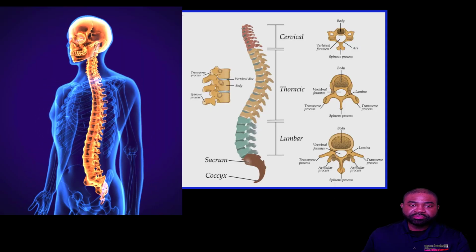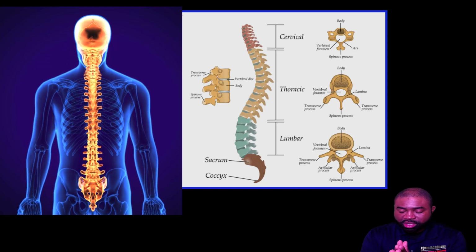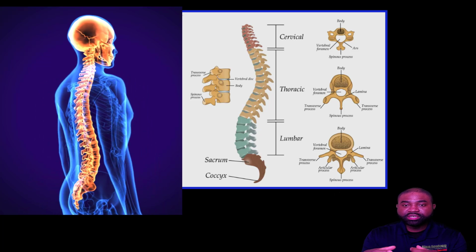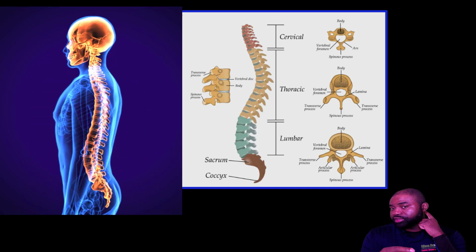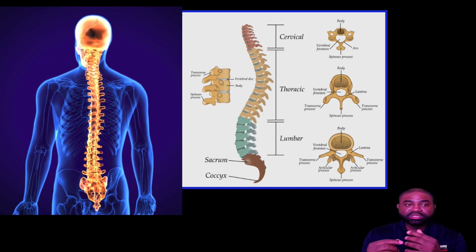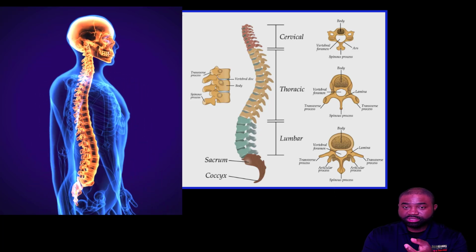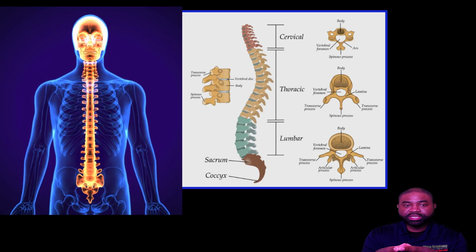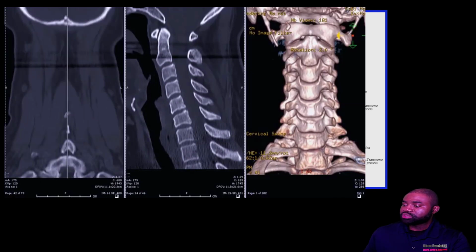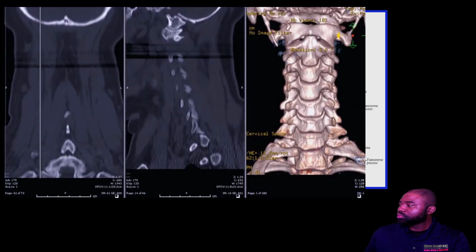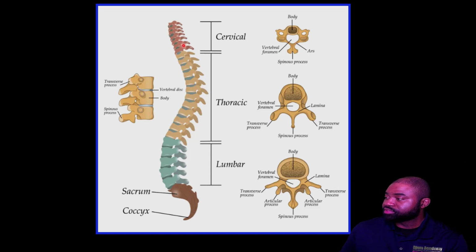Now, typically, the spine is usually described by dividing it up into major regions. You have the cervical spine, the thoracic spine, the lumbar spine, the sacrum, as well as the coccyx. Now, the cervical spine is the topmost part of the spine and consists of 7 vertebrae. So if you count, this is 1, 2, 3, 4, 5, 6, 7.